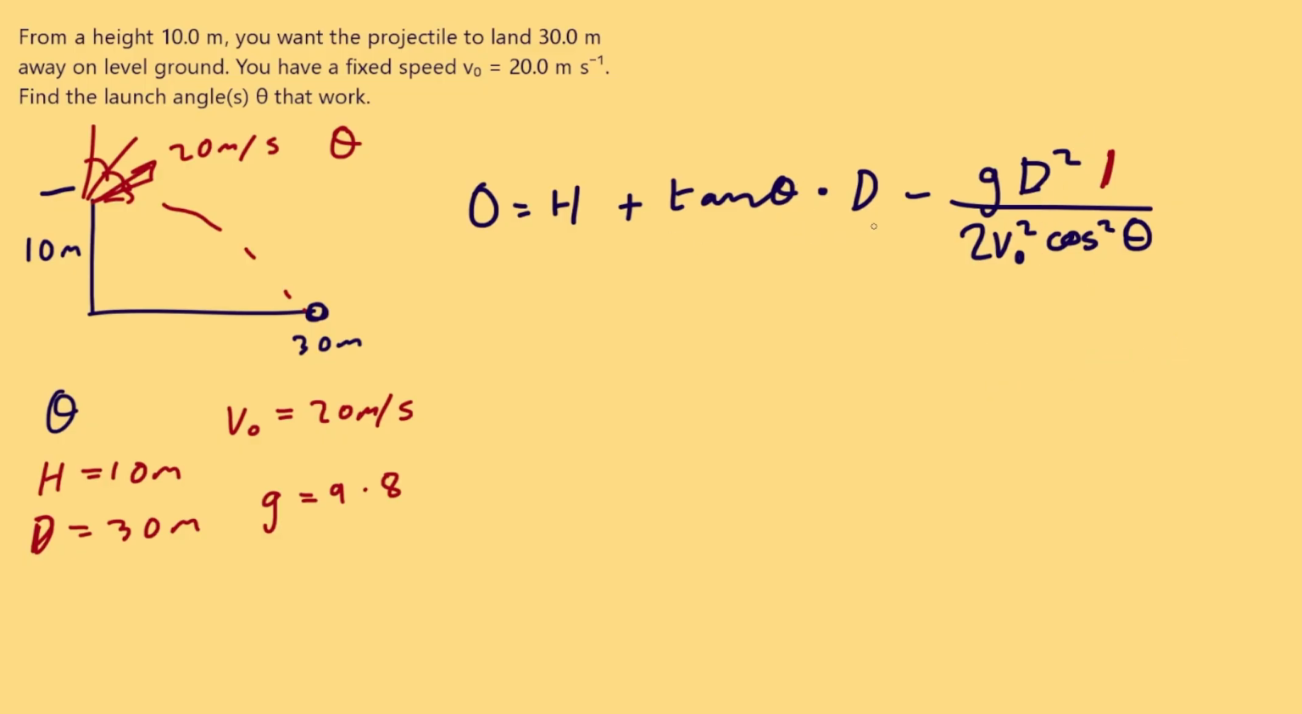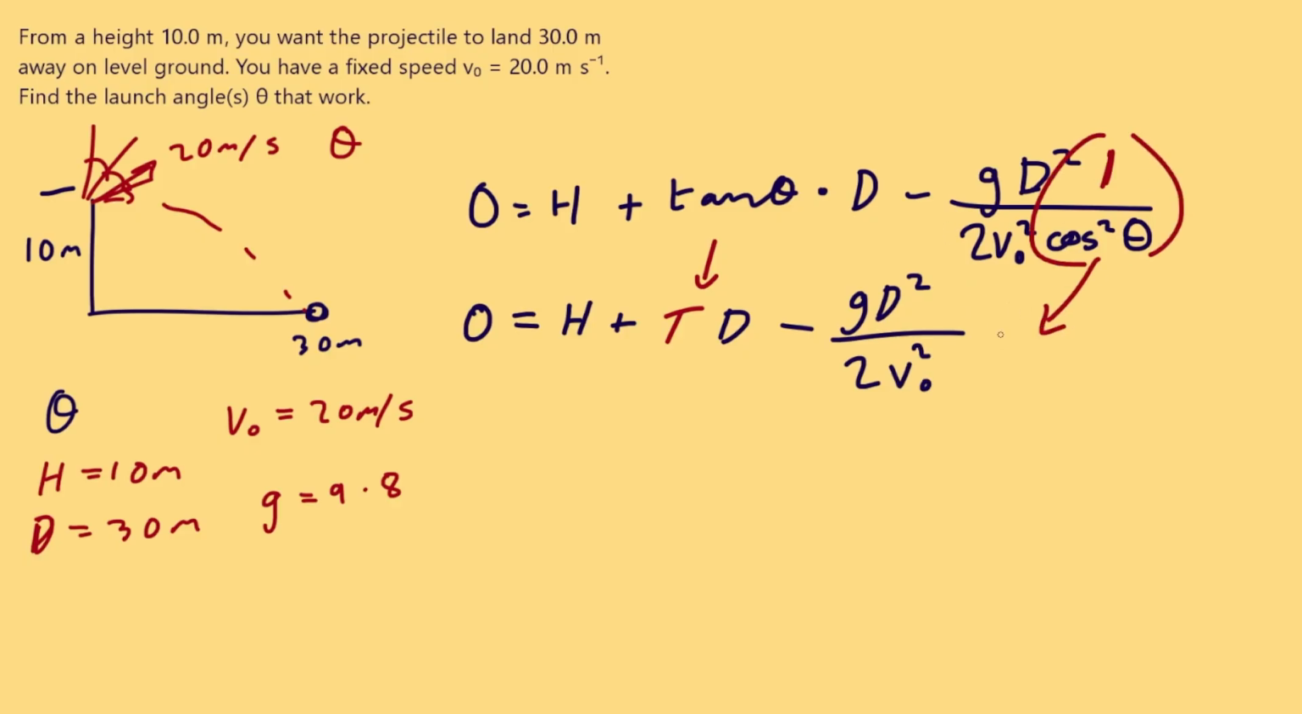That means that we can write this equation as 0 equals h plus tangent, which I'll just represent with t from now on, times d, minus g d squared over 2 velocity squared, and our new thing, 1 plus tangent squared. Let me recap what we've done. I've replaced tangent with the letter t, it's just easier to read. And we took out the cosine from the denominator and turned it into this term here using trigonometry.